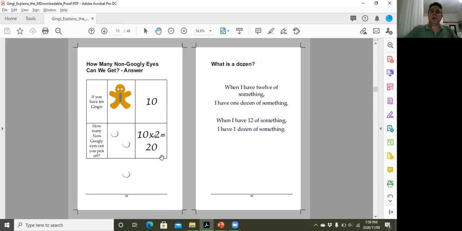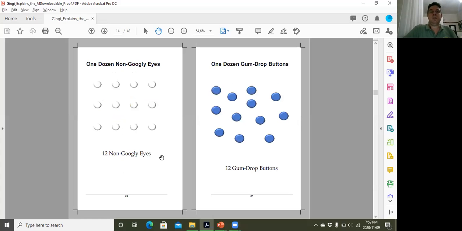Then you can go to something like a dozen. So what is a dozen? A dozen is 12 of something. So when I have 12 of something, I have 1 dozen of something. Now I can have half a dozen as well. Let's bear that in mind.